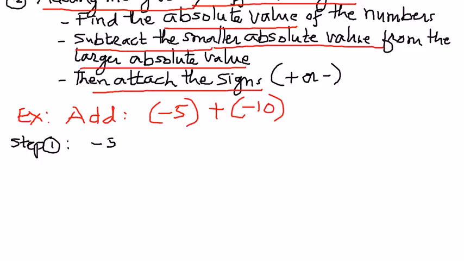The absolute value of -5 is 5 units. And the absolute value of -10, there is no negative sign here. The absolute value of -10 is 10 units.